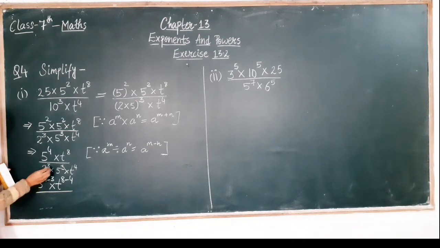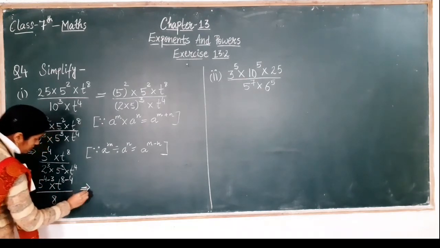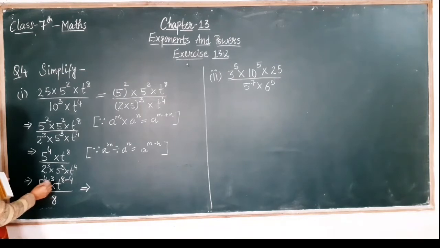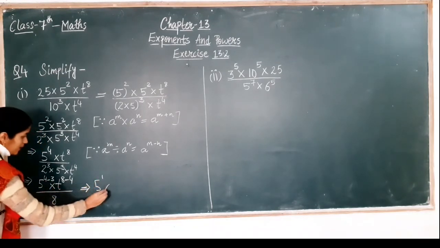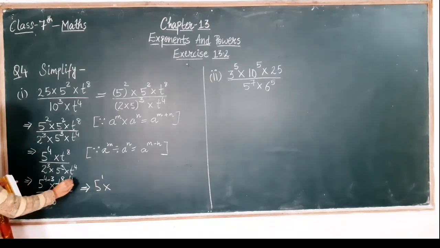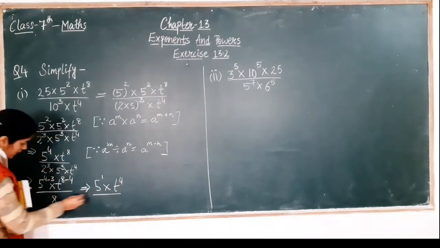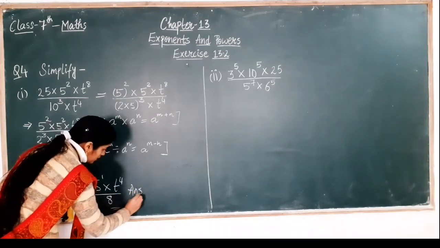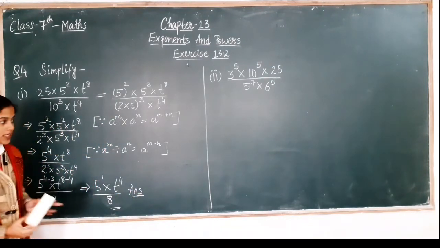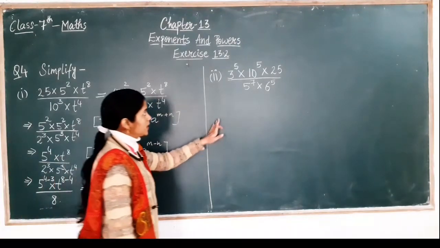And we are left with 2 cube. So 2 cube, if we multiply it 3 times, we will get 8. So if we subtract 4 minus 3, then you will get 5 raised to the power 1 multiplied by t raised to the power 8 minus 4, which would be t to the power 4, divided by 8. So this would be our answer. Okay, I hope you all have understood till this. So now moving on to the next question.